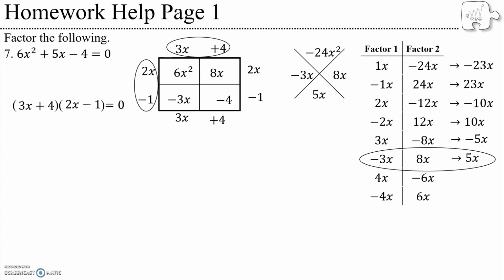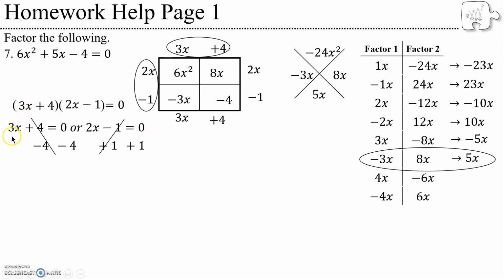Alright, so now we see we're on track to getting 2 answers. So what we're going to do is set it up into 2 equations: 3x plus 4 equals 0, or 2x minus 1 equals 0. From this equation, we're going to say minus 4 and minus 4. This equation, we're going to say plus 1 and plus 1, because we want the numbers next to the x's to cancel out.